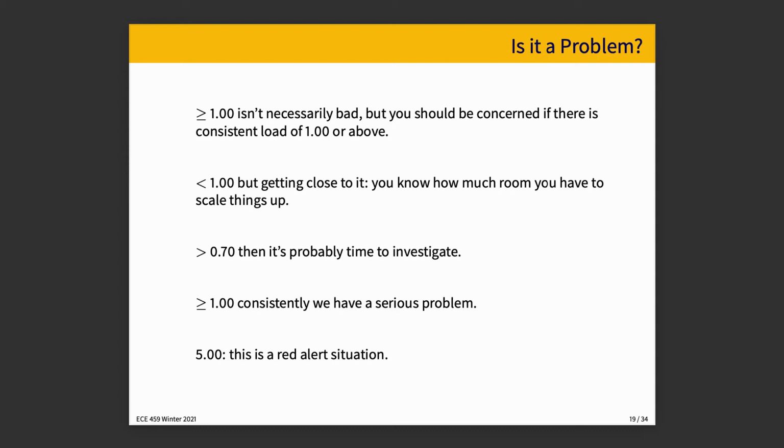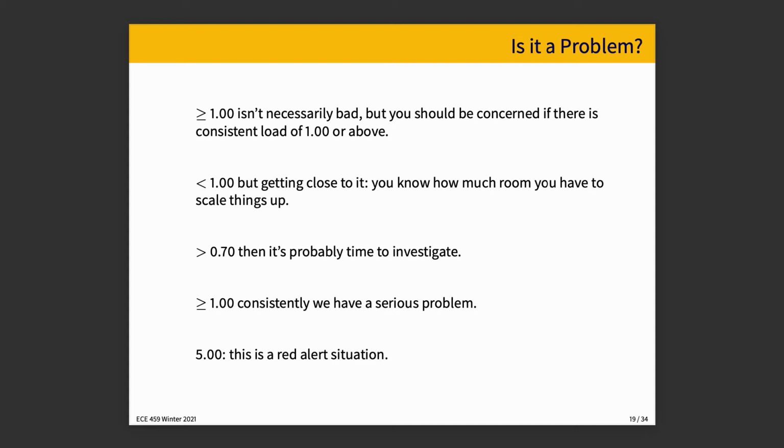If you are less than 1.0 but you're getting close to it, then you know how much room you have to scale things up. If we are pretty consistently at 80%, you can say, well, we're at 80% of capacity here, and this will be a problem once we reach 100, but we have a little bit of room to grow.